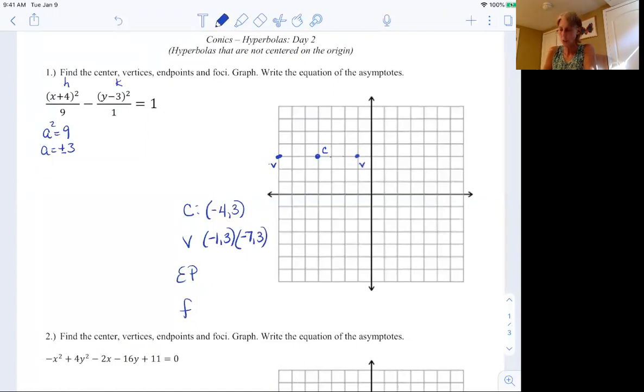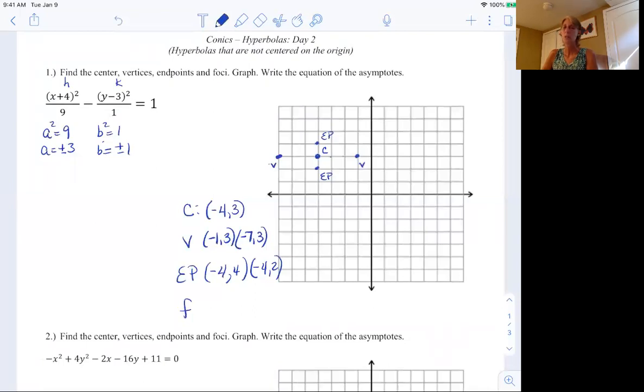Our endpoints are the b value. So I go back over into my equation. B squared is 1, so b equals plus or minus 1. I'm moving in the y direction now. Off the center, up 1 and down 1, my endpoints. So the ordered pairs for my endpoints are -4, 4, and -4, 2.